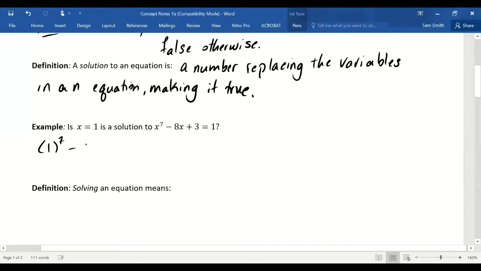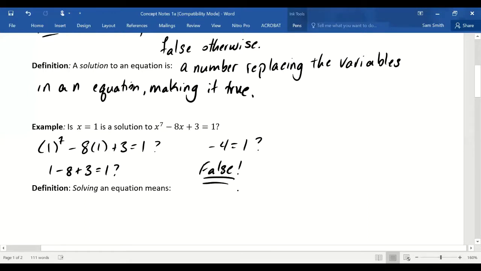1 to the 7th power minus 8 times 1 plus 3, is that really 1? 1 minus 8 plus 3, is that really 1? But unfortunately, the left-hand side is -4, not 1. So as a result of plugging in this candidate, this potential solution, we got a false statement. And therefore, my final answer would be that this given number, x equals 1, is not a solution.